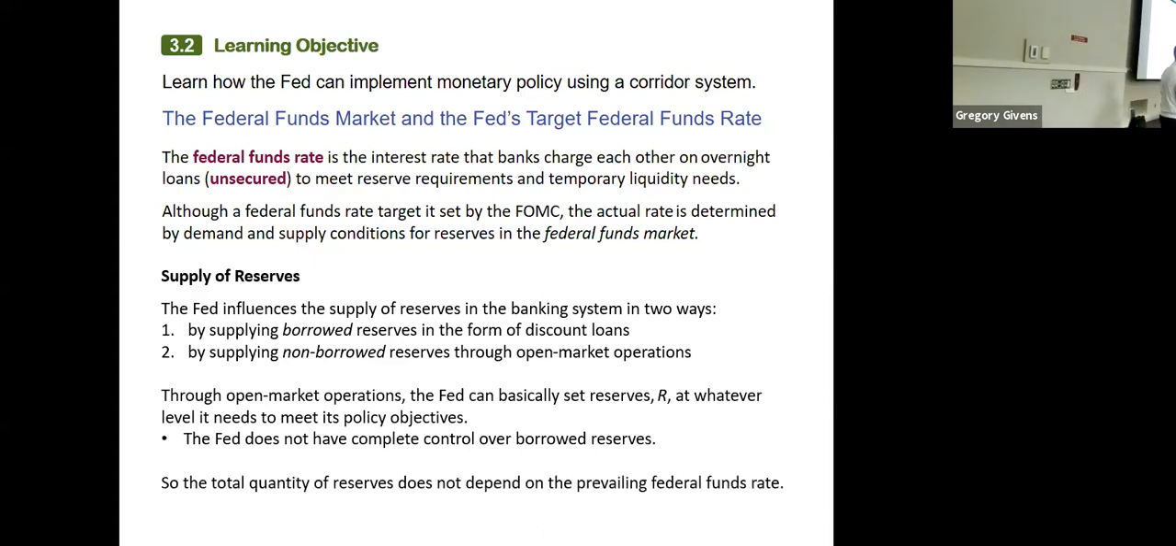This one here just sums up basically what I just said. Through these open market operations, the Fed can basically set bank reserves at whatever level it wants to meet its objective. And that is by adjusting non-borrowed reserves through open market operations. So the quantity of reserves supplied in this model doesn't depend directly on the particular value of the funds rate. Okay, questions so far? Surely someone has a question.